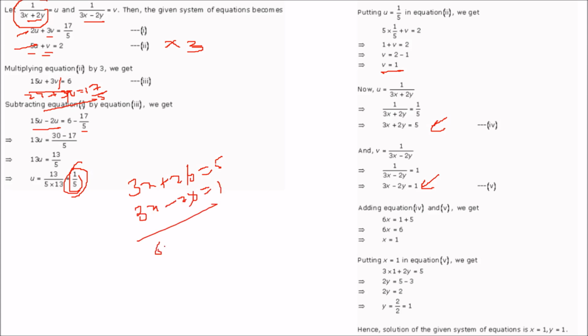This gets cancelled. 3x plus 3x is 6x. 5 plus 1 is 6. So x is equal to 1. And what will be y? Put it in any of these equations. y will be equal to again 1. So the solution of x and y is 1, 1.